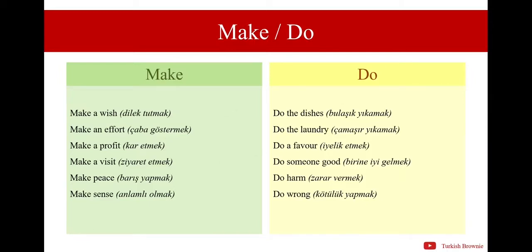Okay, so for do: do the dishes, do the laundry, do a favor, do someone good, do harm, or do wrong. Now, for a foreign learner of English, it is a bit difficult to understand that you make a mistake, but you do wrong. And when she asked me to explain why we're doing wrong and making a mistake, I couldn't clearly explain that as well. I mean, why am I not making wrong and why am I not doing a mistake? I just know it. I've heard it and I just know it. And if somebody says it otherwise, I will be able to point out, no, that's not how you say it. But I don't know the grammatical rules and the whys behind this.